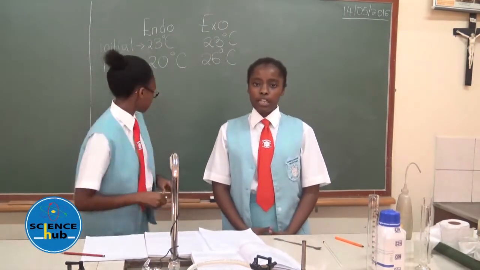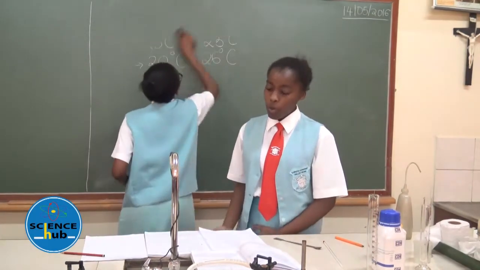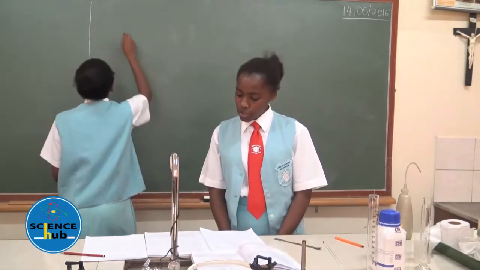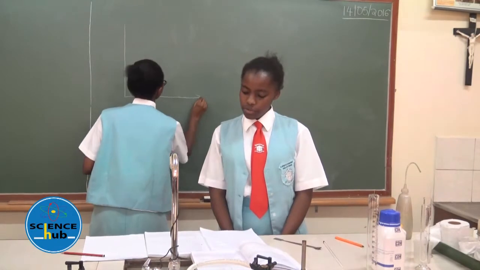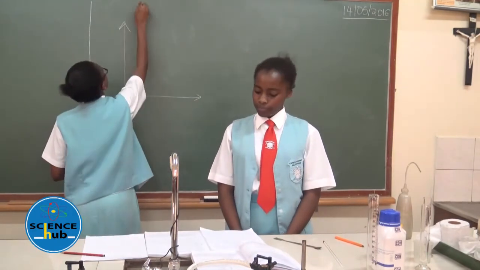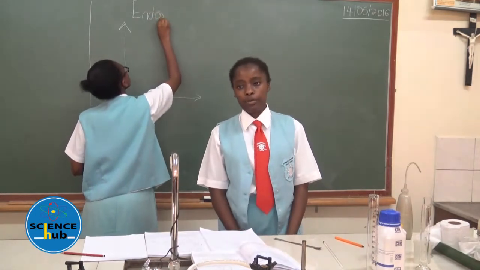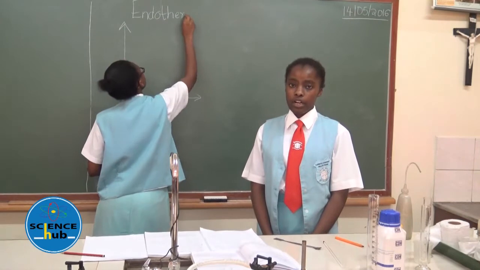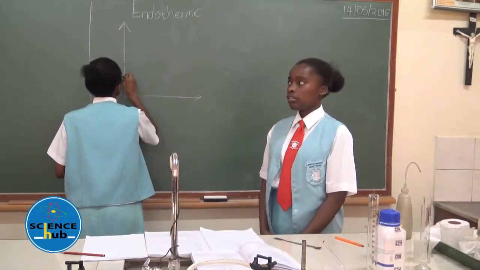This experiment can be illustrated in an energy level diagram. What is an energy level diagram? This is a diagram that shows relative energies of products and reactants in a reaction. My colleague will draw the two diagrams for the two experiments. For the first diagram, we'll start with the endothermic reaction for ammonium nitrate.